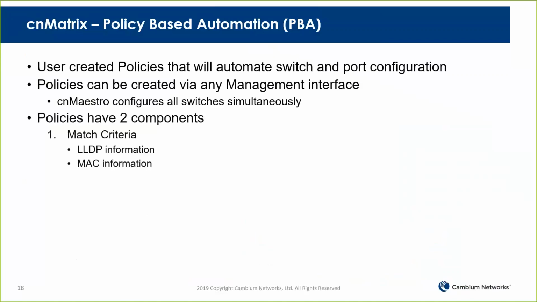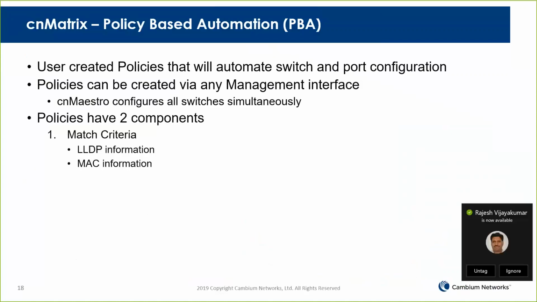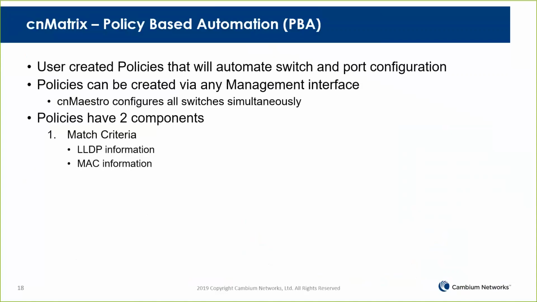Okay, so these policies have two components. The first component is the match criteria. And what we support today, and with our new 2.1 release, we support the match being based on any aspect or any part of the LLDP information that's received, as well as using the MAC address. So for MAC information, we can use an exact match to a MAC address, we can use a MAC address range, or we can use an OUI.